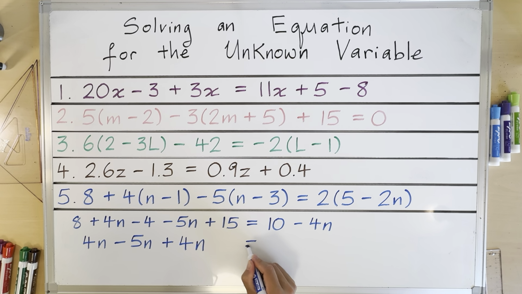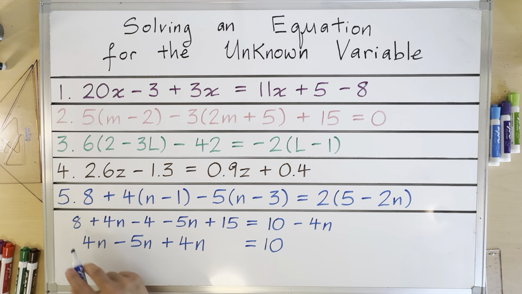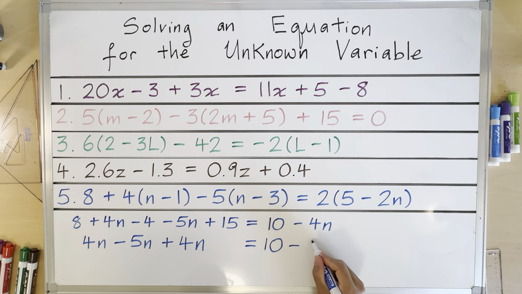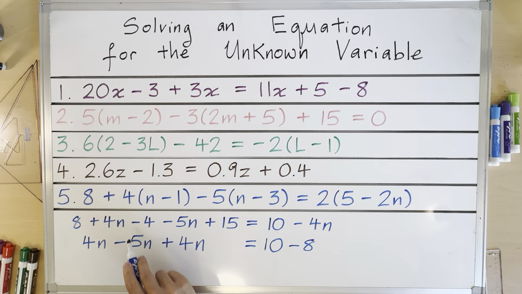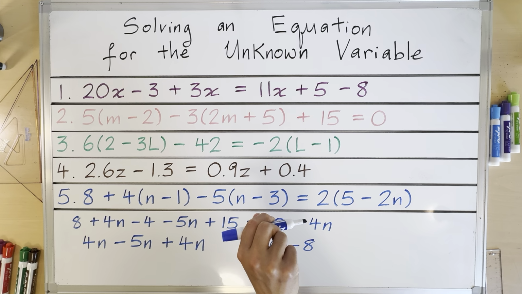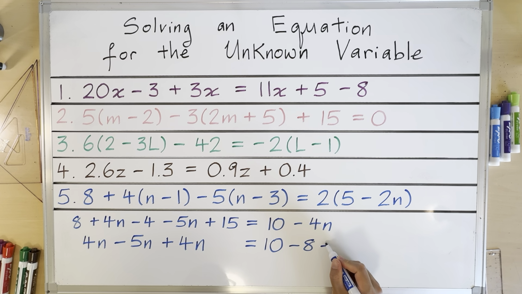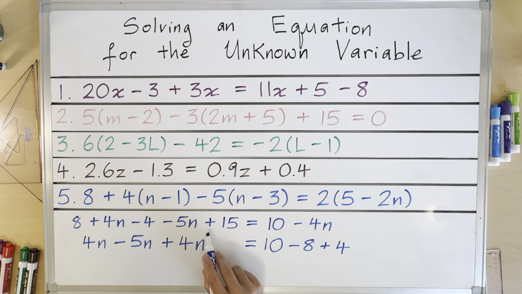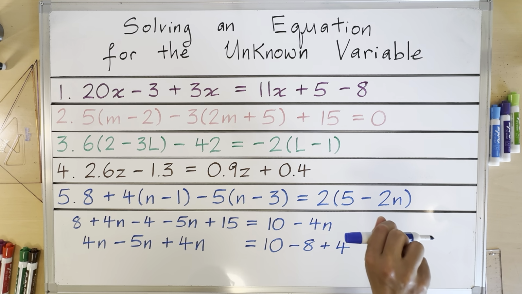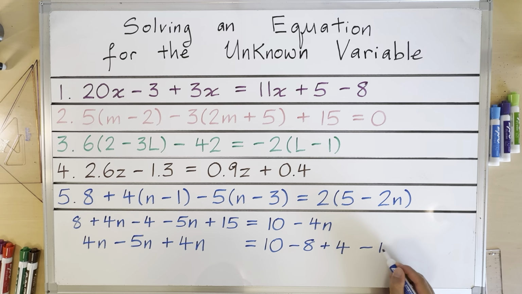This is equal to, so the positive 10 stays here. Positive 8, when moved from the left side of the equation to the right side of the equation, becomes negative 8. Negative 4, when moved from the left side of the equation to the right side of the equation, becomes positive 4. And lastly, positive 15, when moved from the left side of the equation to the right side, becomes negative 15.